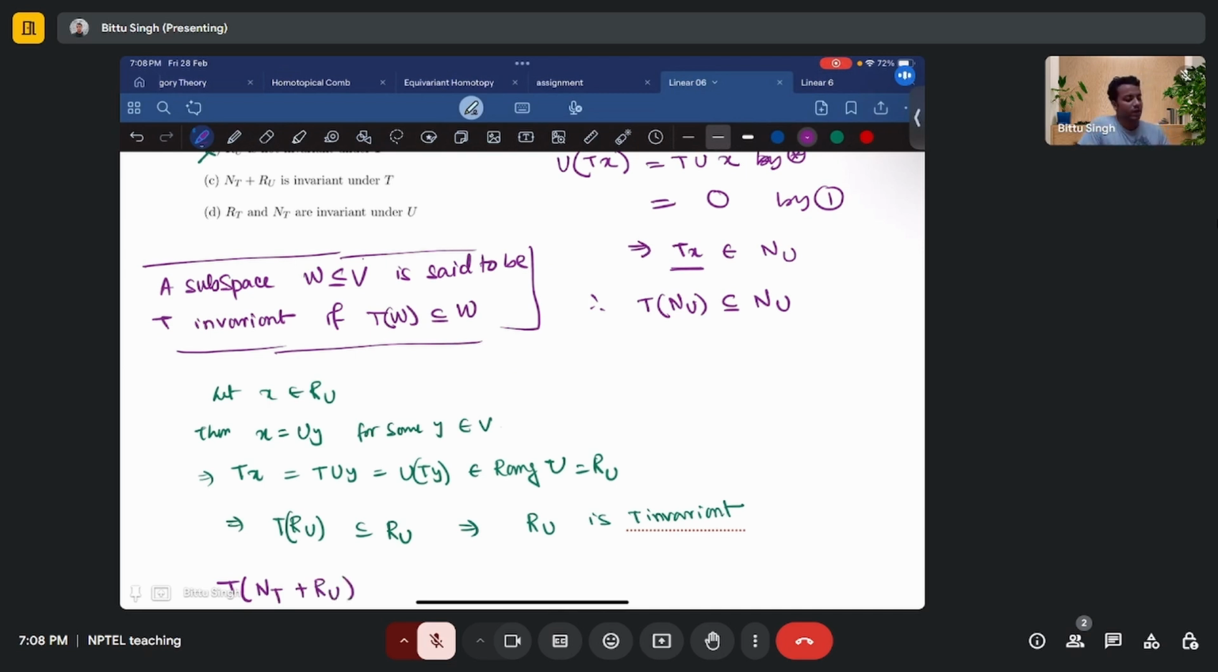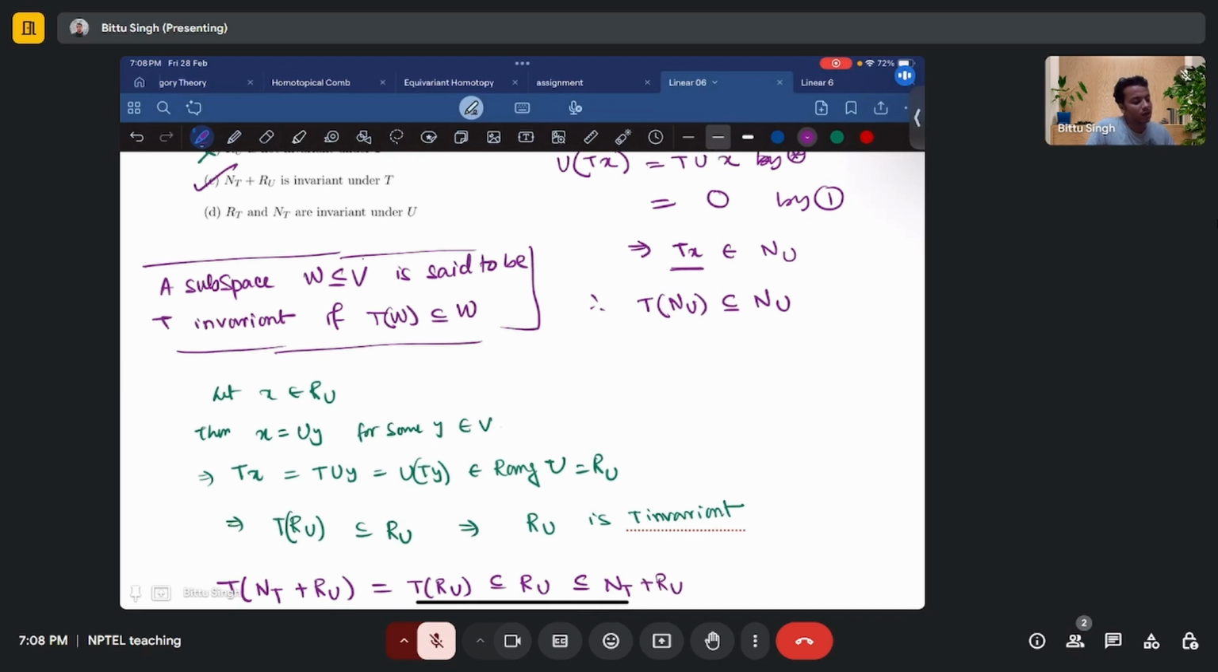If we apply T over the null space of T, it will cancel those parts, right? So it is the same as T applied on Ru, but we have already seen that T applied on Ru is contained in Ru. We have added something, Nt plus Ru. From here it is clear that Nt plus Ru is T invariant. So this is true.